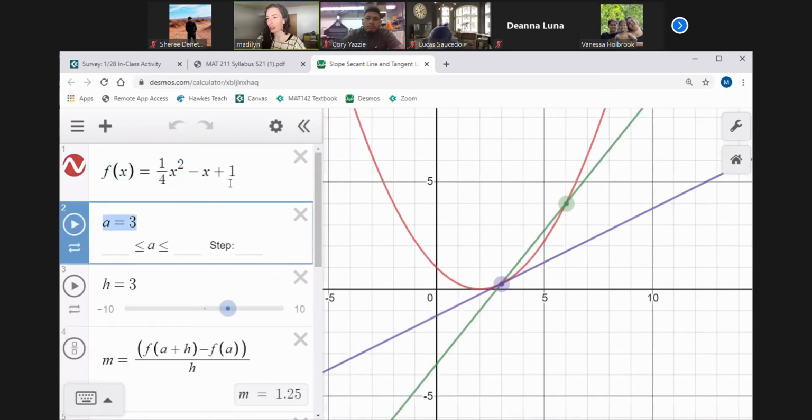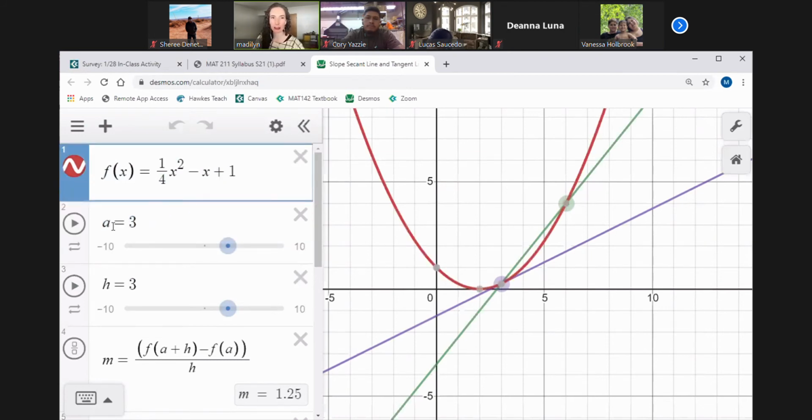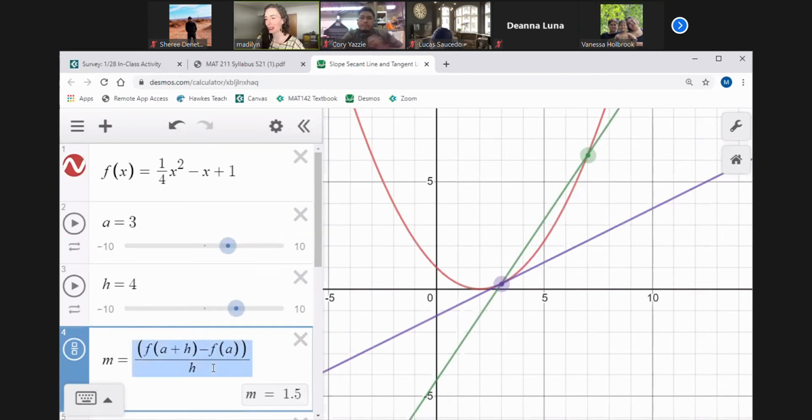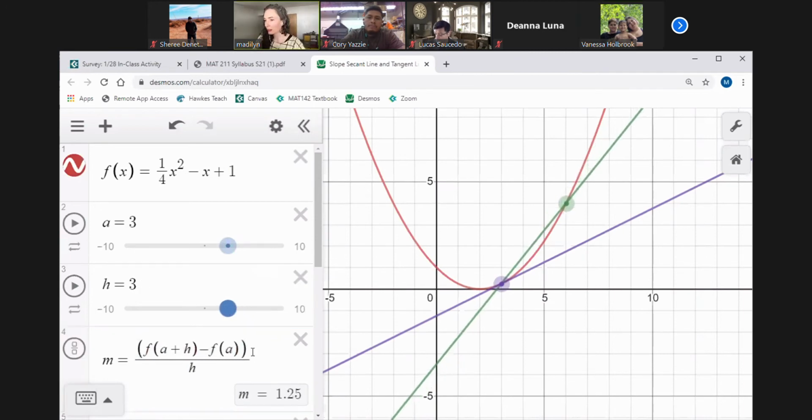A equals 3, so don't change A for now. Leave A at 3 because that's the A that we were using. And then it has H is 3 as well. H can be moved, and that's what you're going to be doing. Then the fourth line down here is M, standing for slope, and you'll notice that this is the average rate of change formula that we were just using, f of a plus h minus f of a over h. So when h is 3, we do get 1.25, which is what we just found, 5 over 4.